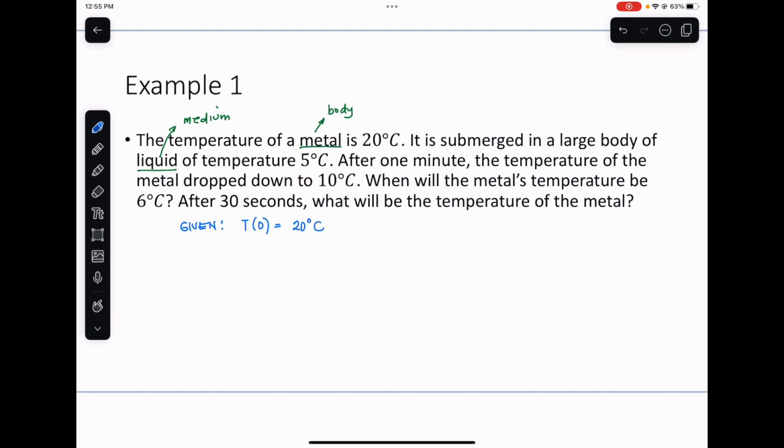And then it is submerged in a large body of liquid. Since the liquid here corresponds to the medium, its temperature is 5 degrees Celsius. Therefore, our T sub M will be 5 degrees Celsius. Initially, that would be 20 degrees Celsius, and then the medium's temperature is 5 degrees Celsius. Okay, so take note here.